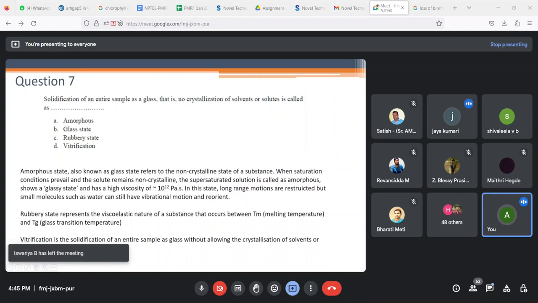Is this clear? So the answer is option D. We're not looking at the state here, we're looking at the process here. So vitrification is the process of making an entire sample into a glass-like state without allowing the crystals to form.